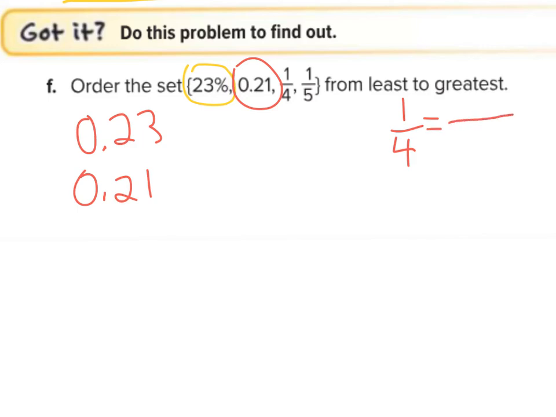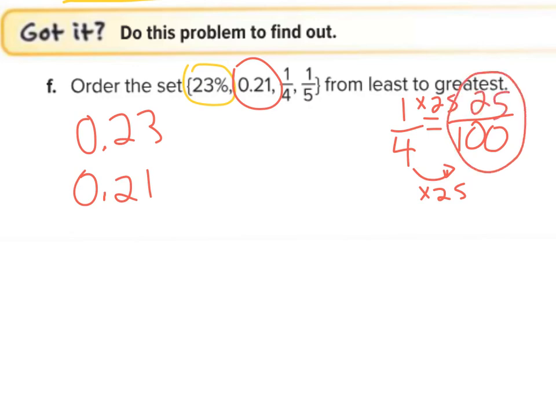If you wanted to make it out of a whole 100, right? What did I do with the 4 to make it 100? I multiplied it by 25. I must do the same to the top, and it becomes 25 hundredth, or 25 in the 100th place. 0.25, 25 hundredth. That's 1/4.